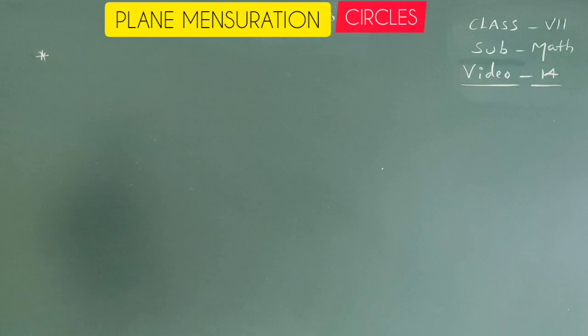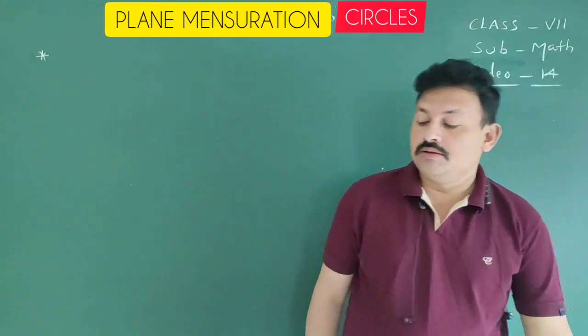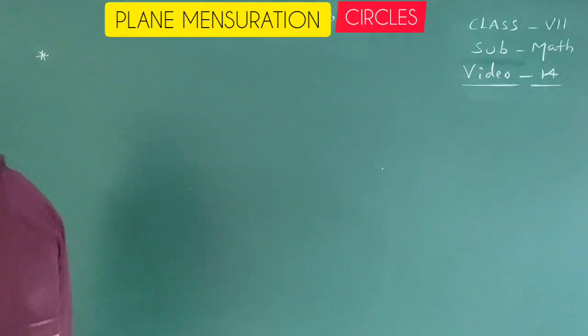If you know the circle, you can easily do semicircle and quadrants. Semicircle is nothing but half. Quadrant is nothing but 1/4 of the area of a circle. So, don't bother about semicircle and quadrant.